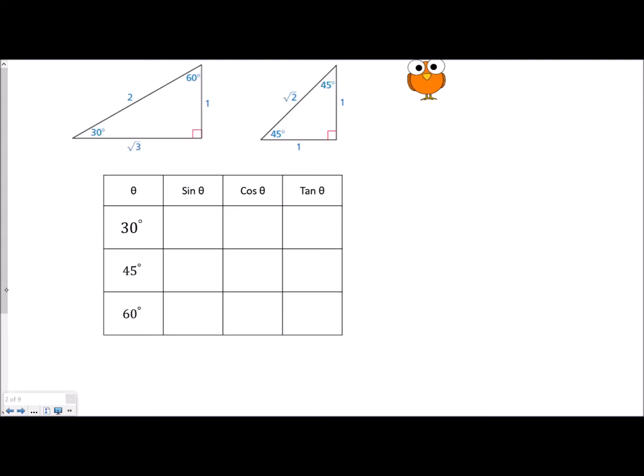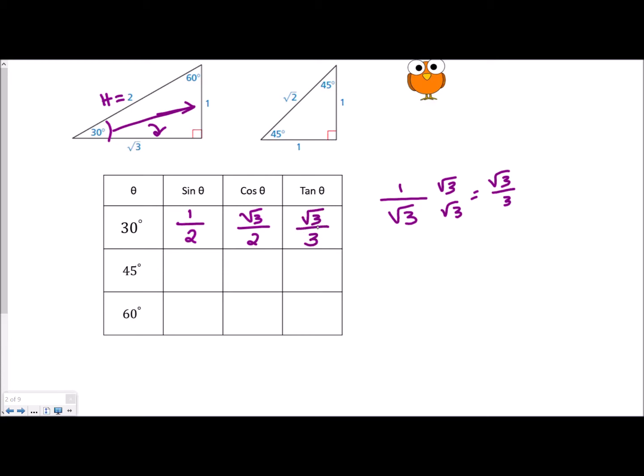Okay, first we needed to review. You guys did this hopefully on that quick review quiz. We've got 30 degrees here. I want the sine of that. Well, that's 1 over the hypotenuse, 2. Cosine is going to be square root of 3 over 2. I'm just going off of my opposite, adjacent, hypotenuse. And then tangent is opposite over adjacent. That'll be 1 over square root of 3. But when you rationalize, it ends up with square root of 3 over 3. Okay, that was for 30 degrees.